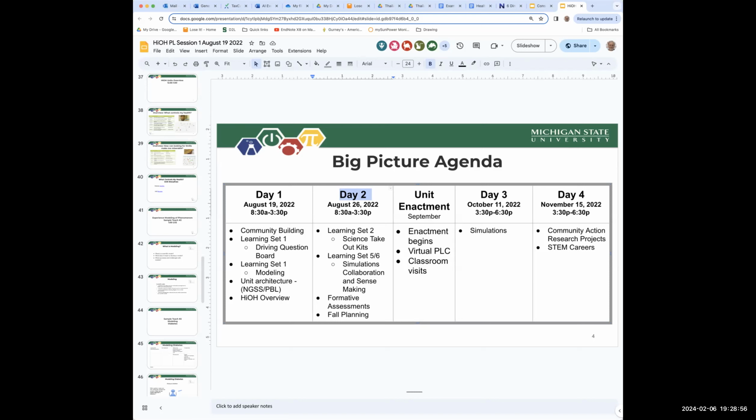So we don't go through every single piece of the learning of the unit, but we do go through those big pieces. And part of our discussions is having teachers look at the outline of how each learning set looks. So there are materials where teachers can see the front matter of what's going to happen in this learning set. So we will talk through things like that.